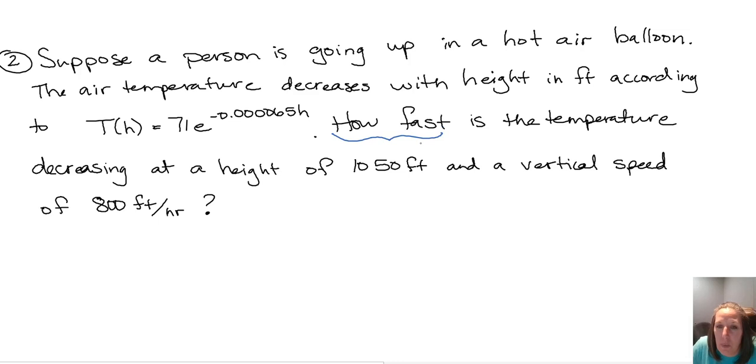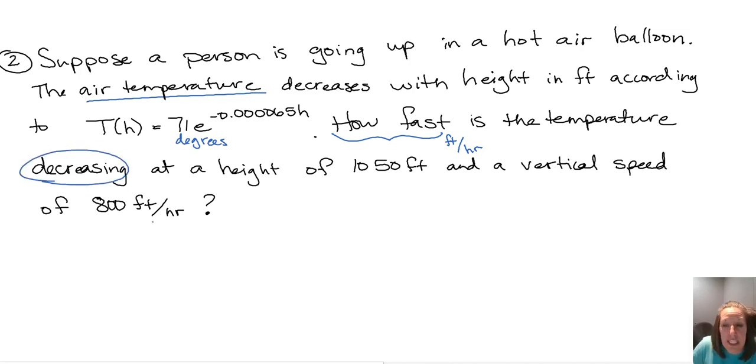All right, so how fast? That typically means that we need some kind of length, in this case feet, divided by some kind of time unit. Feet per hour would be our vertical speed. Our function here is giving us air temperature, so the units on this are going to be in degrees. If we want to find how fast it's decreasing, that is a rate of change. So again, that means take the derivative.